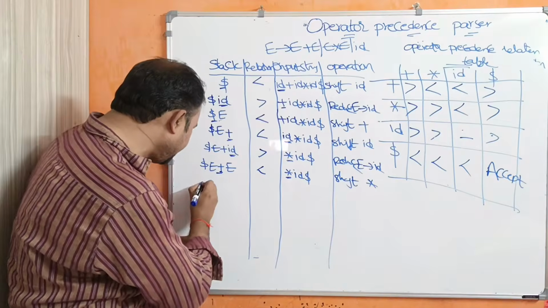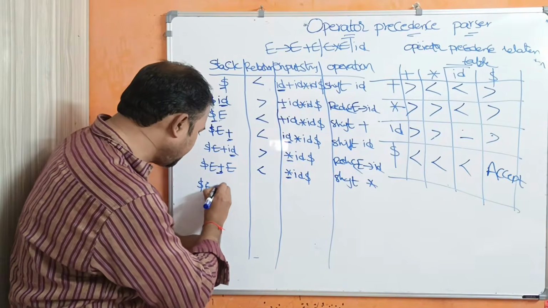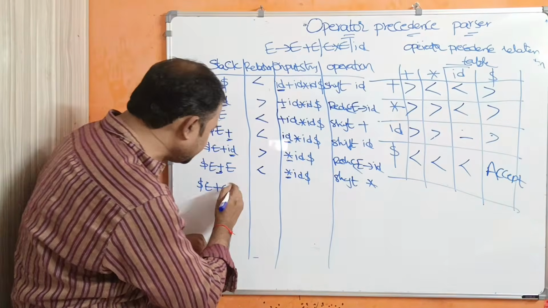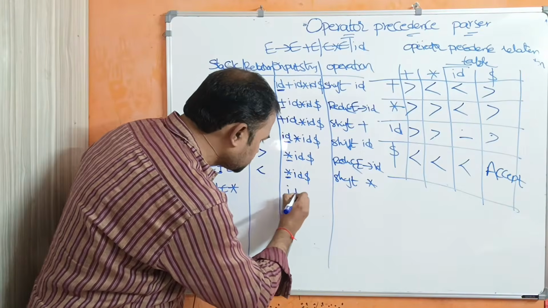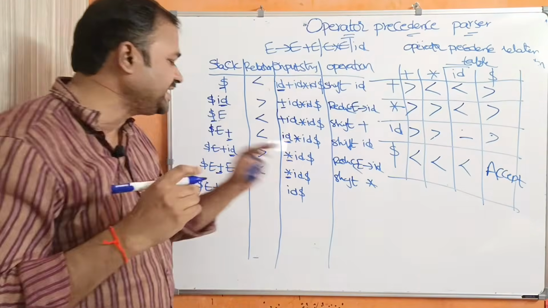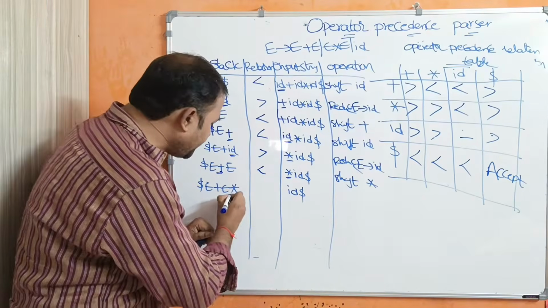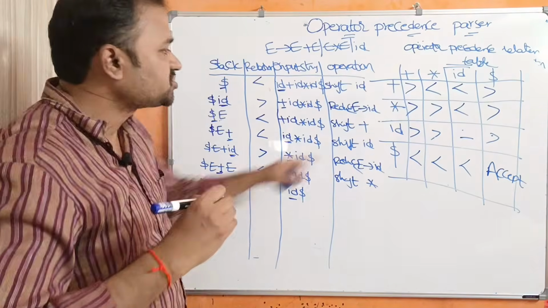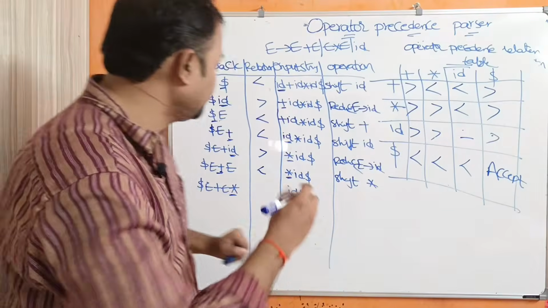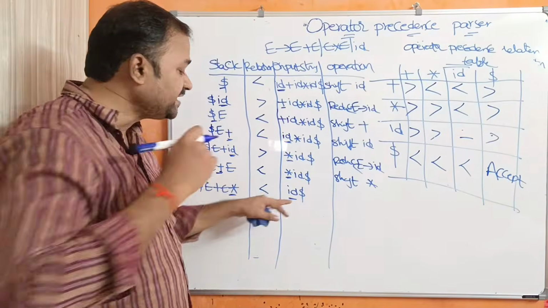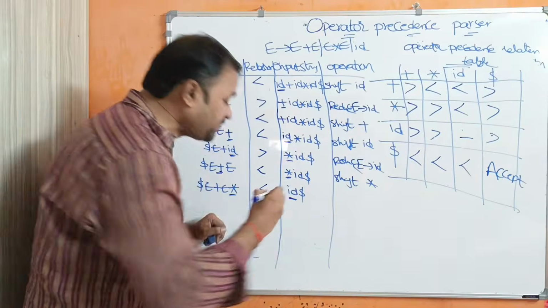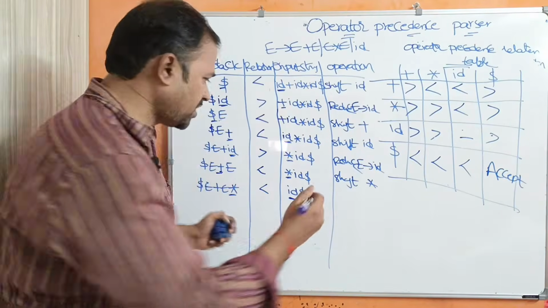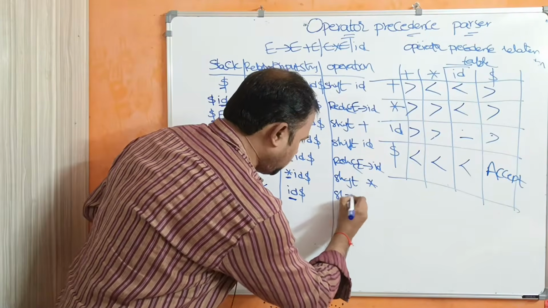So now the content of the stack will become E plus E. So we have to push this star. So star is pushed onto the stack. So now the remaining input string is id dollar. So now we need to compare star with id. What is the relation? Less than. So that means input symbol has higher priority. So we can perform the push operation. So shift id.